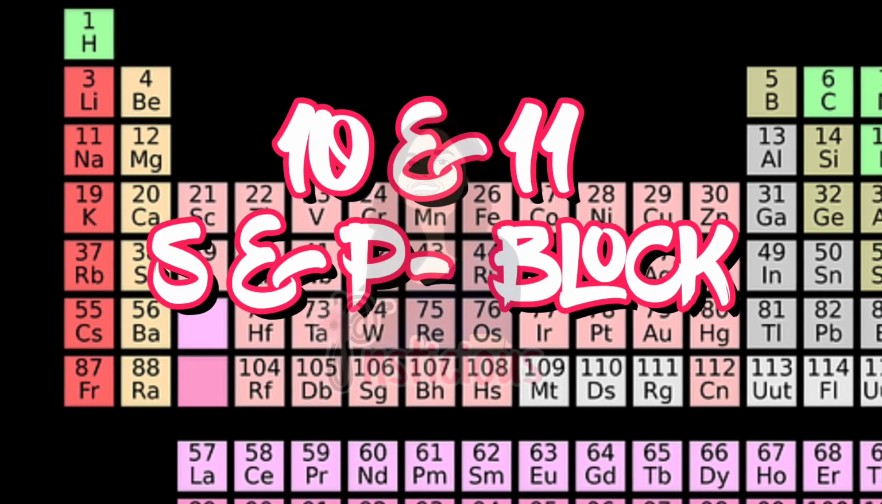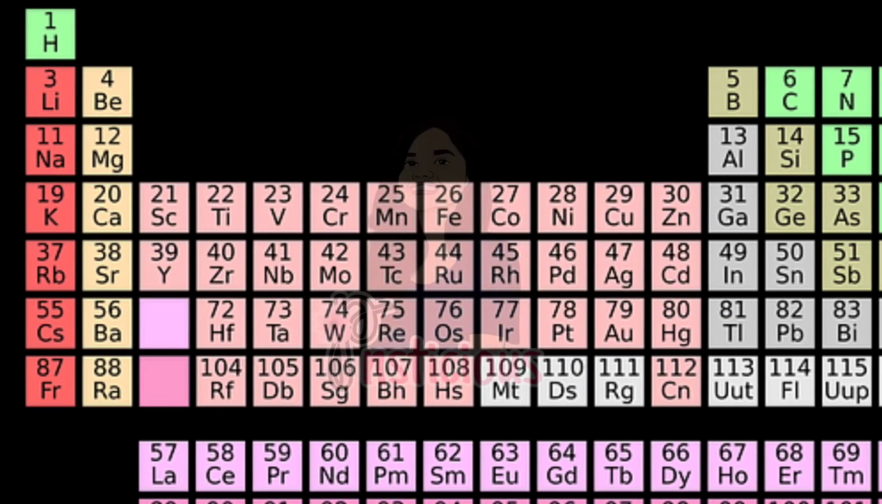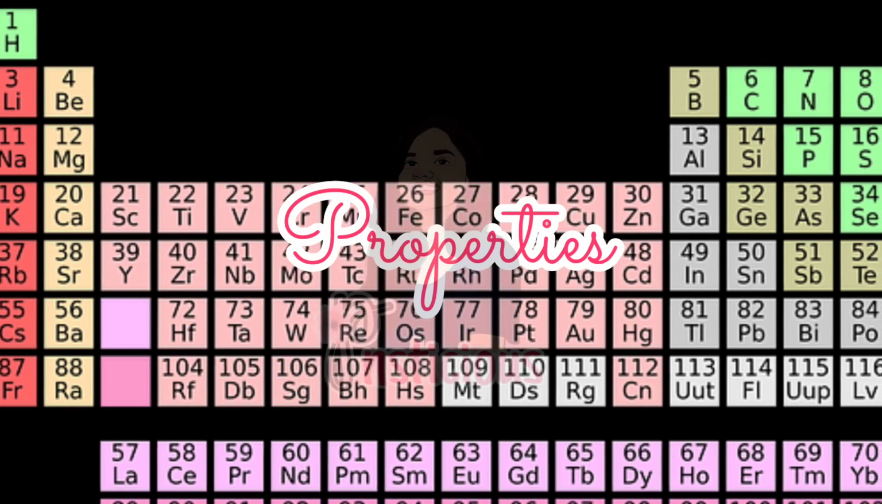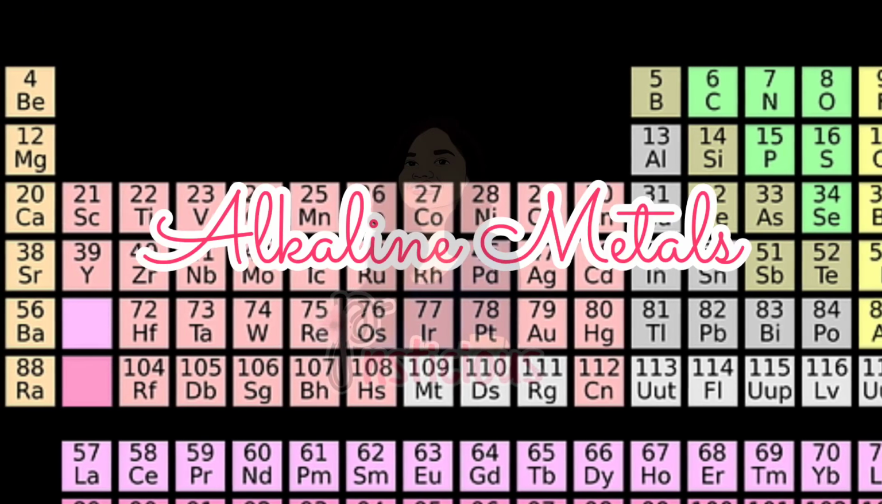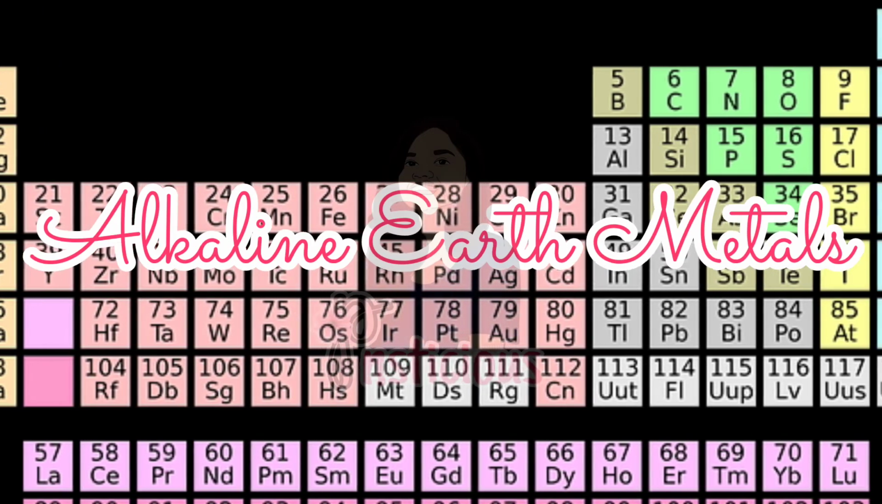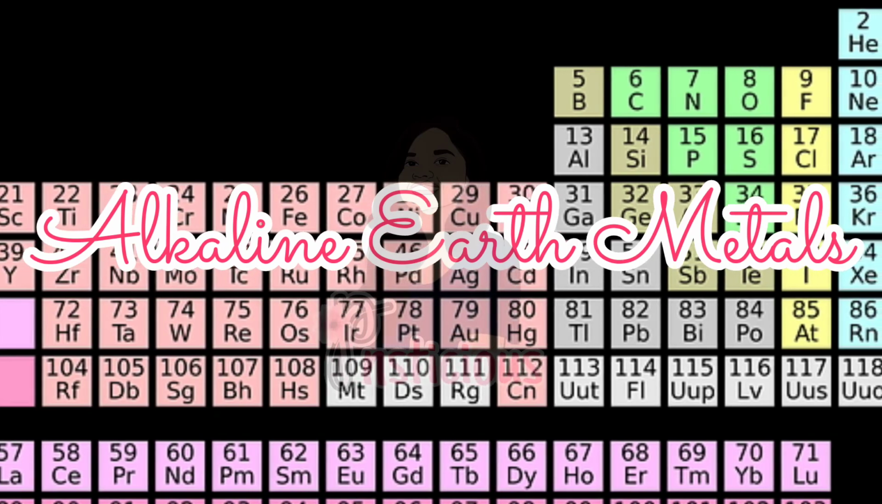The next chapters are the S and P block. This chapter will introduce you to the properties, the different trends, what are the alkali metals, what are the alkaline earth metals, the boron family, etc.